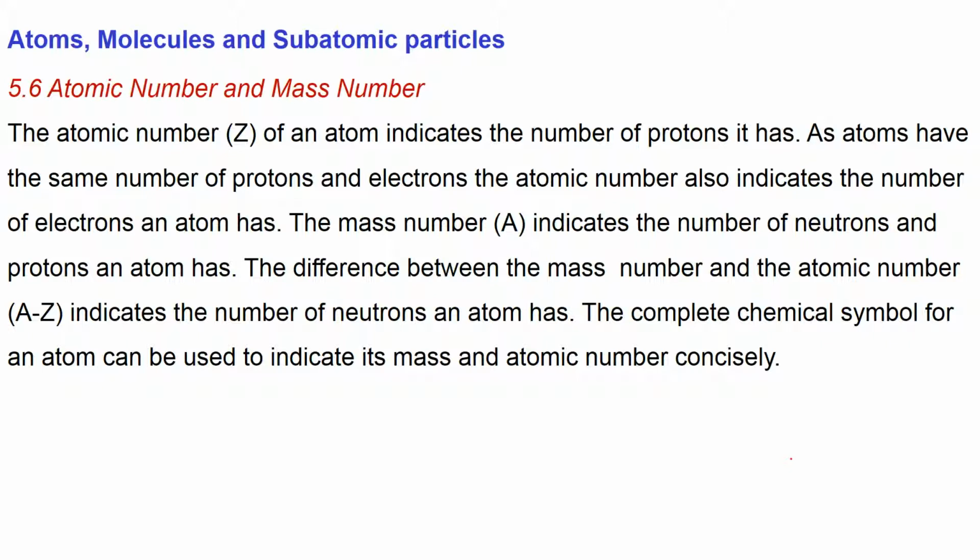We can indicate clearly how many subatomic particles an atom has using what we call the complete chemical symbol, where we include the mass number above and before the element symbol and the atomic number below and before the element's symbol.